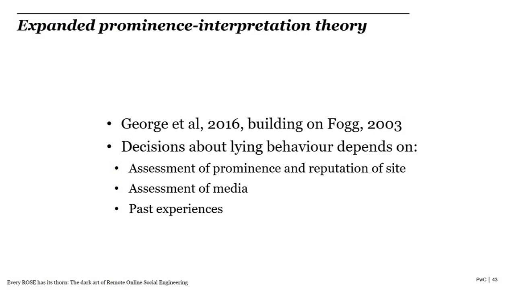There's expanded prominence-interpretation theory, and this has quite a lot of relevance for rose attacks specifically. This theory basically states that our assessment of whether or not something is trustworthy depends on the platform it occurs on in an online context. So because rose attacks may involve professional business networking sites and that kind of thing, that may lead us to make a decision that someone is not lying when they are.